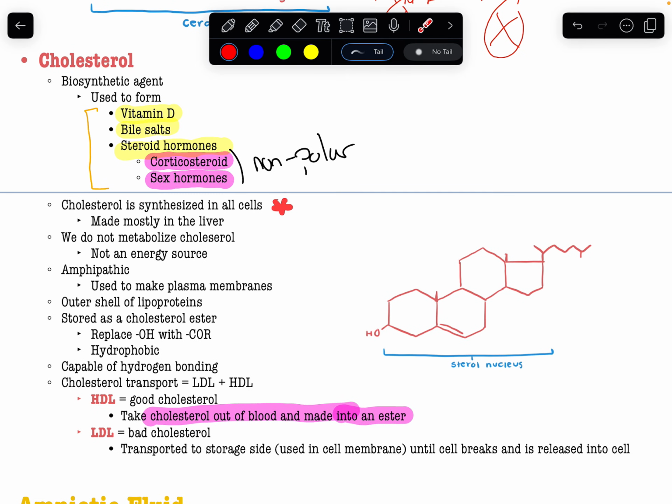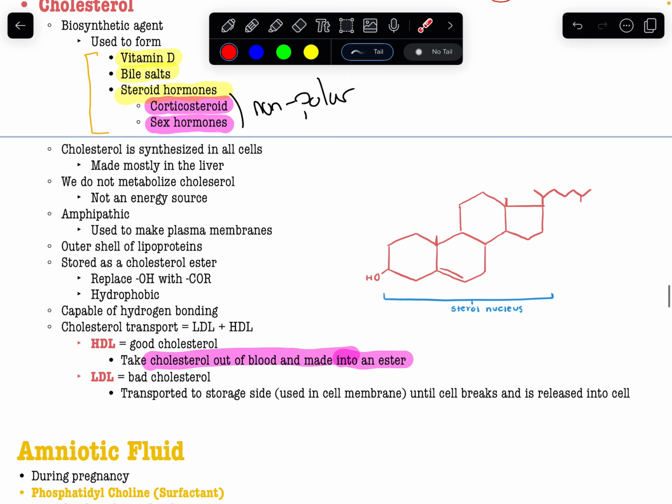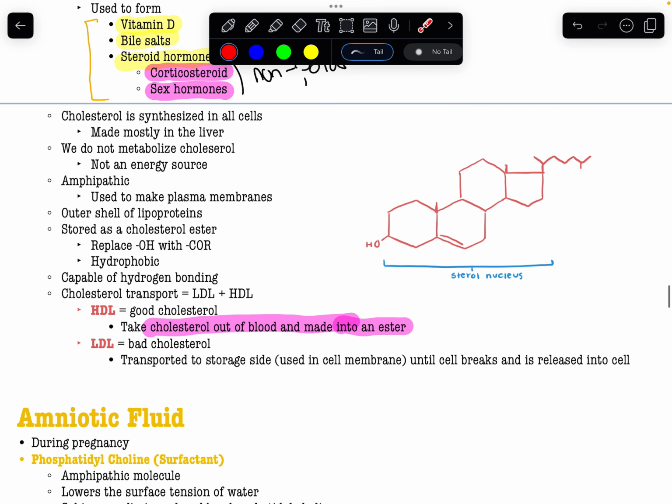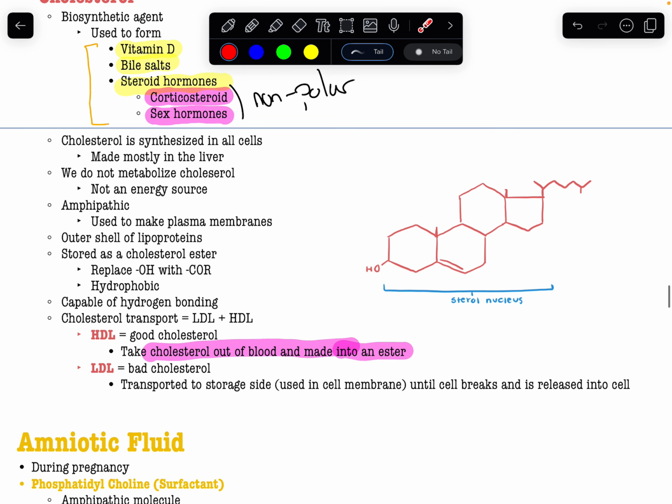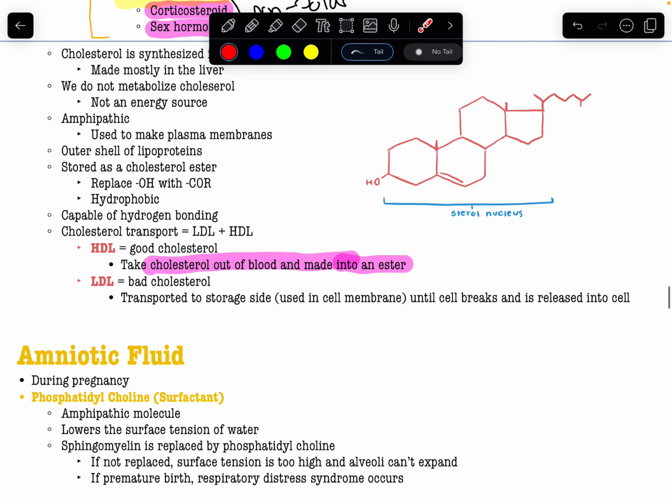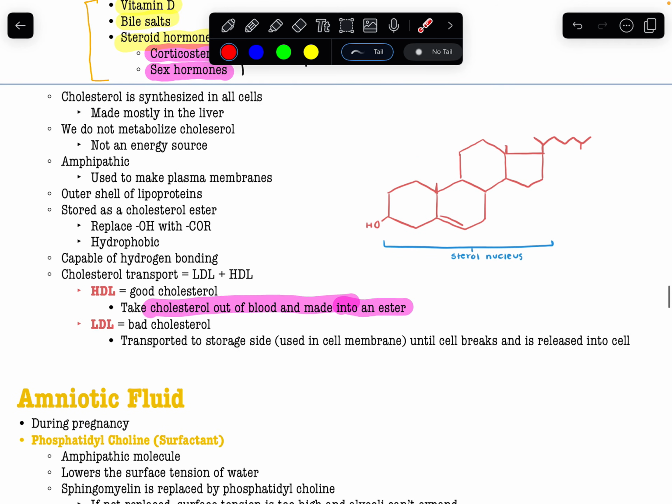Secondly, cholesterol is synthesized in all cells, but is mostly made in the liver. It's not an energy source. It is an amphipathic agent, so it can go through your plasma membrane, being in both the hydrophobic as well as hydrophilic ends. Just a fun fact, cholesterol helps maintain your membrane fluidity within your cells. Furthermore, cholesterol can be stored as a cholesterol ester. However, this mainly pertains to HDL.